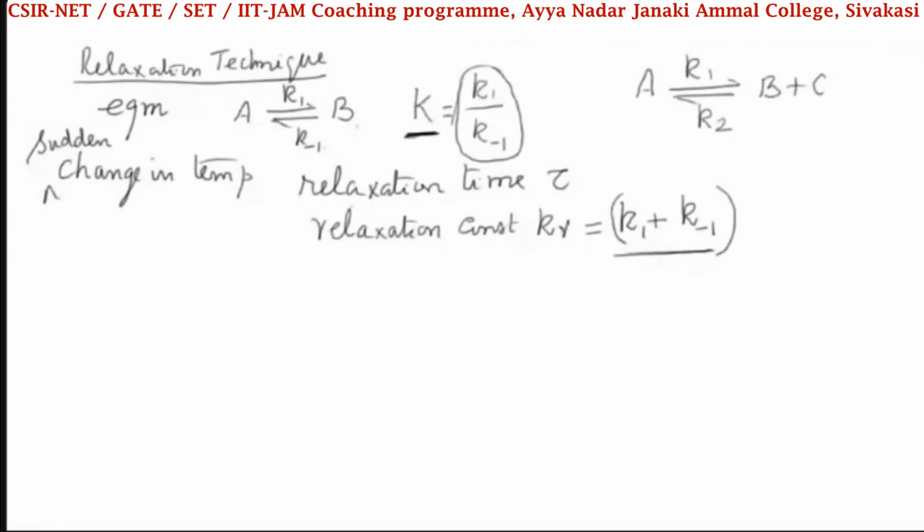Whatever is involved, that can be written as Kr is equal to the forward reaction K1 plus the backward reaction K2. But here there are two concentration terms. K2 into the concentration of B and K2 into the concentration of C should be introduced. Therefore, you are getting K2 into the concentration of B plus C, two concentration terms.